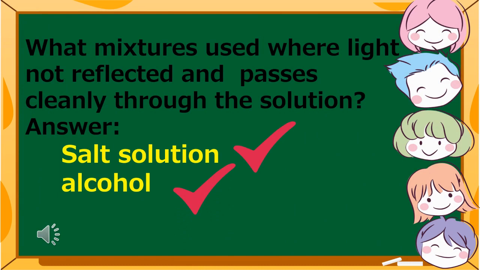Did you watch and observe the different activities? Very good. Then, let us answer the questions. Question number 1. What mixtures used where light not reflected and passes cleanly through the solution? If you answer solution, correct. If you answer alcohol, again, correct. Excellent, class.